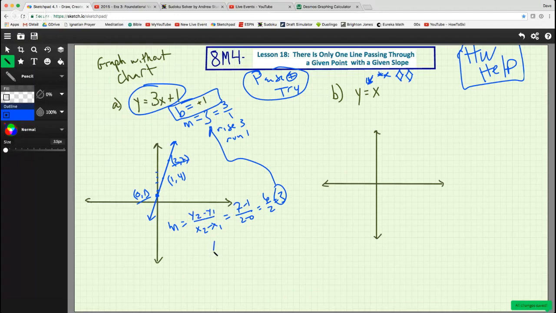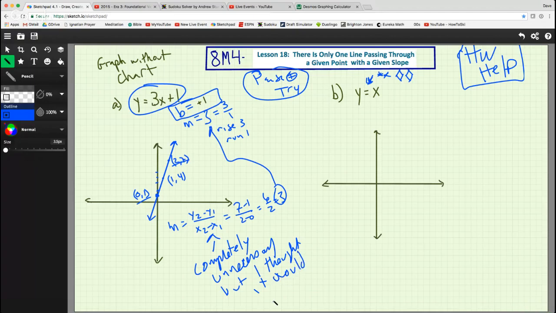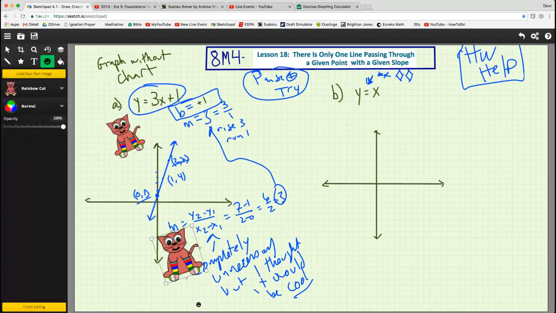And this was totally, completely unnecessary, but I thought it would be cool. And I'll just lay down a happy cat. And a happy cat because it's cool to do.